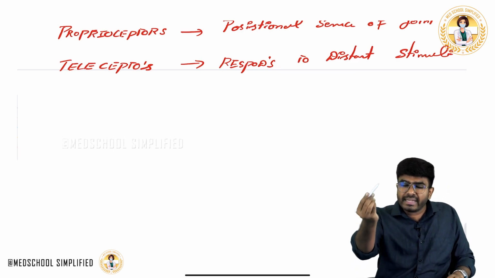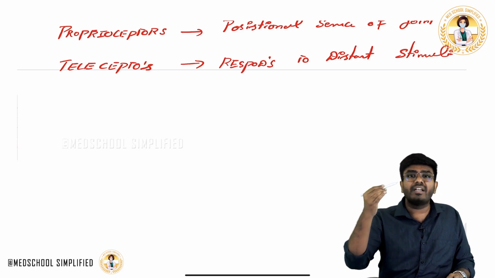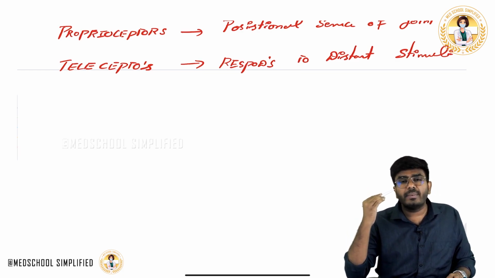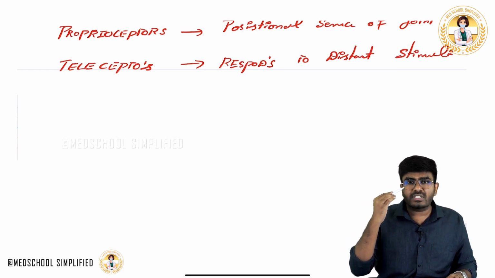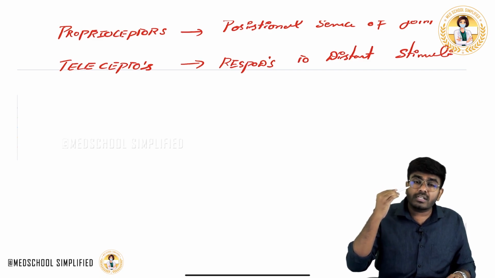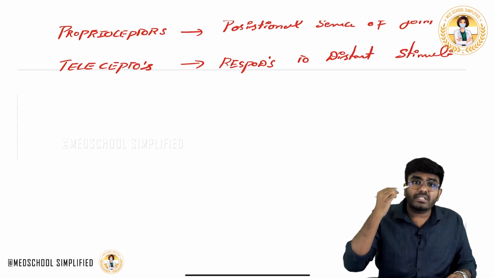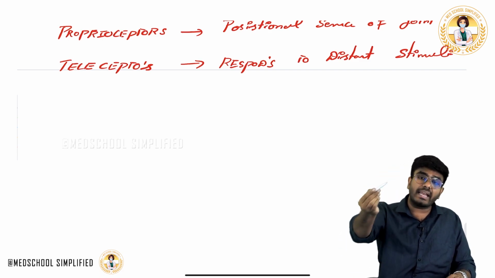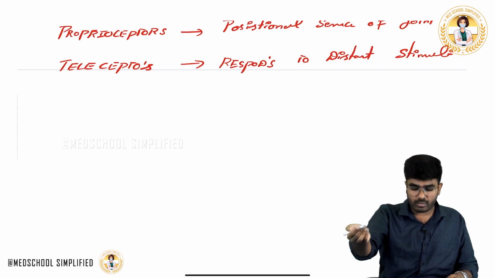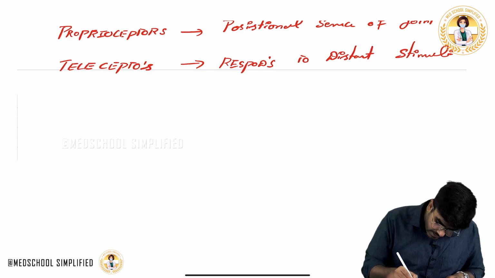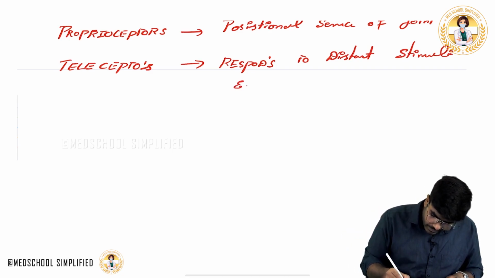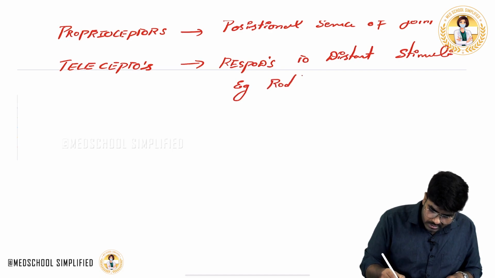But if there is light coming from a distant source, my rods and cones will be activated or not? Yes, definitely rods and cones in my eyes will be activated. So rods and cones are the receptors of light. These receptors are activated by a distant stimulus, light coming from so far. Let's take an example of teleceptors. Here are rods and cones.